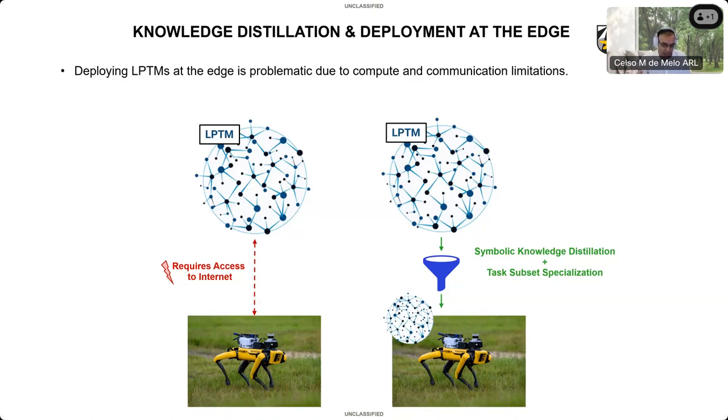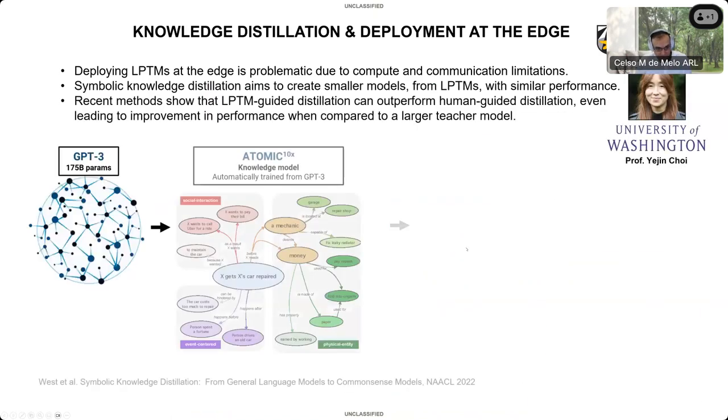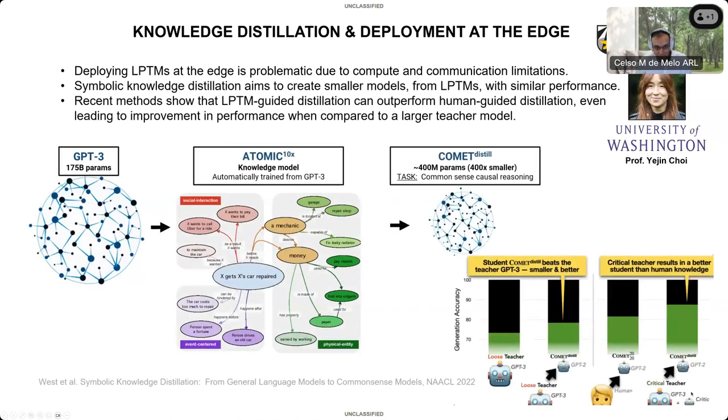So what we need is the ability to take these big models, compress them, distill the relevant information for the specific subset of tasks we want these robots to do, and deploy the model at the edge. So this idea of small, large models at the edge. The key idea there is symbolic distillation. That's shown by Professor Yejin Choi's work from UW. She's also one of our collaborators now, just started in July.